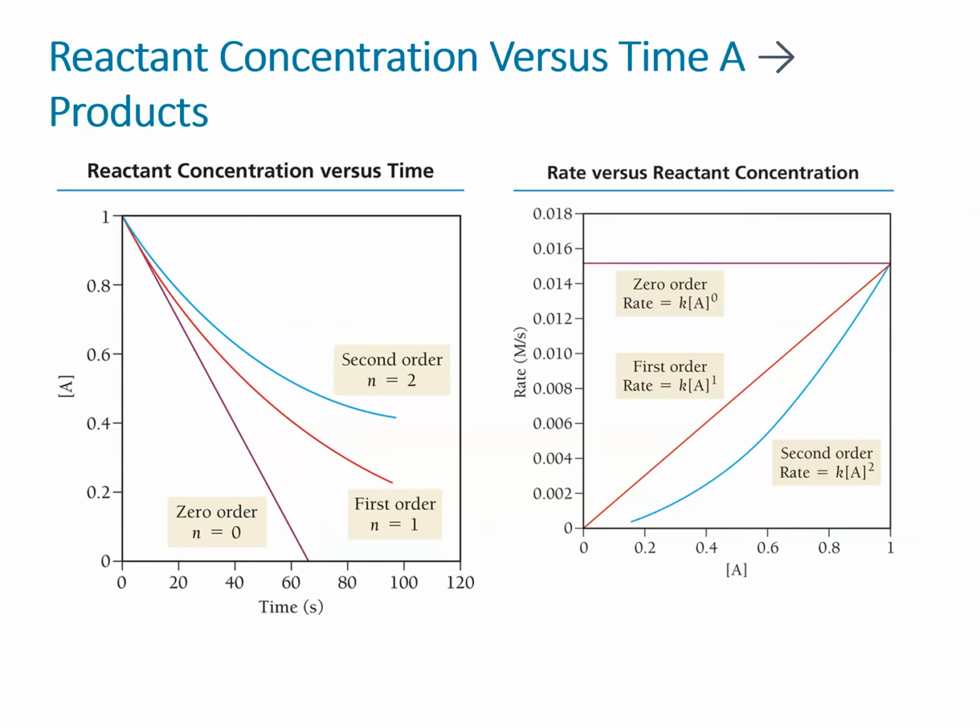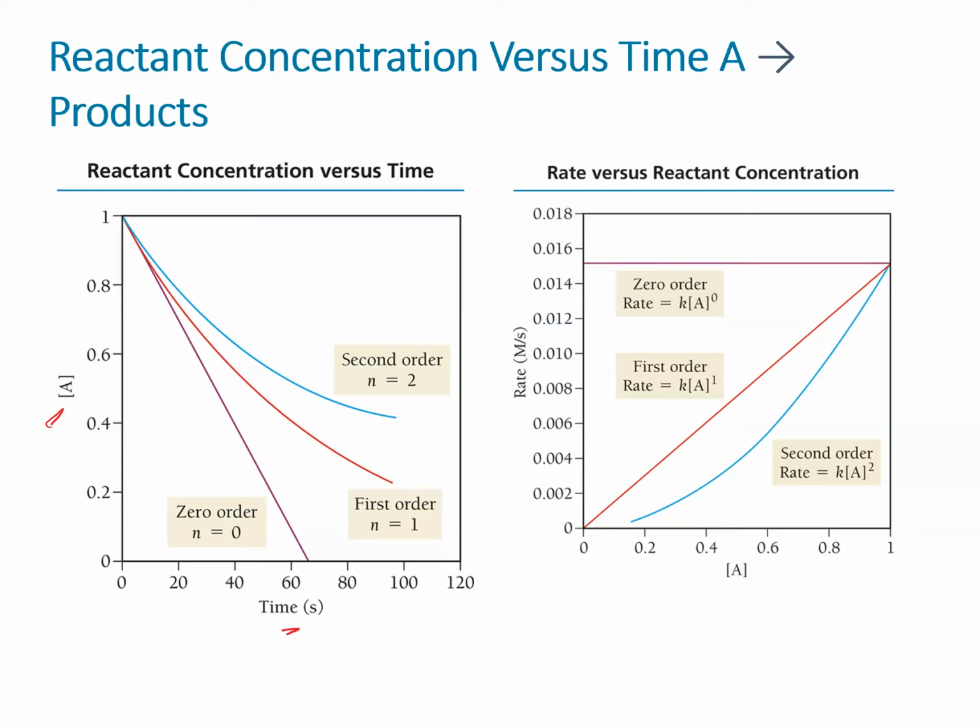So this is what it looks like graphically. We have two different ways of looking at this here. If we look at our first graph, reactant concentration versus time on the left side, you can see on the y-axis we have reactant concentration, or concentration of A, over x-axis time in seconds. And then on the right side, we can look at rate versus concentration, and rate is going to be in moles per liter per second on the y-axis, and on the x-axis, we're going to be looking at the concentration of A.